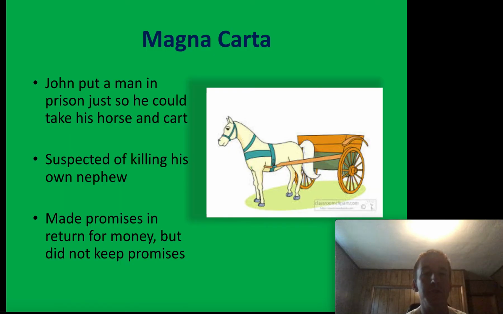Some examples. John put a man in prison just so he could take his horse and cart. We're talking about the King of England, who essentially has access to everything, put a person in jail to take his horse and cart, even though he could have any horse and cart that he wanted.